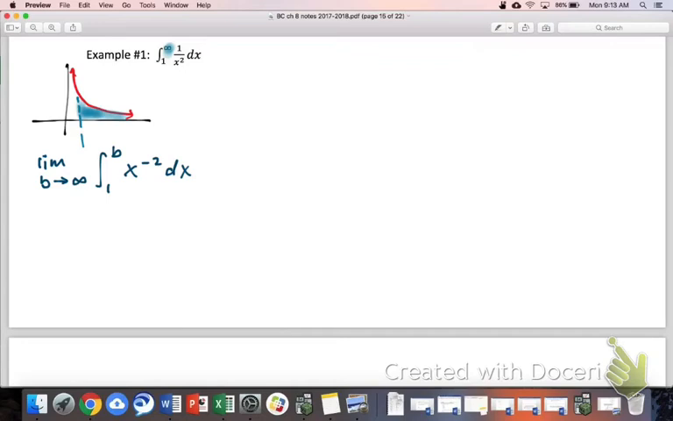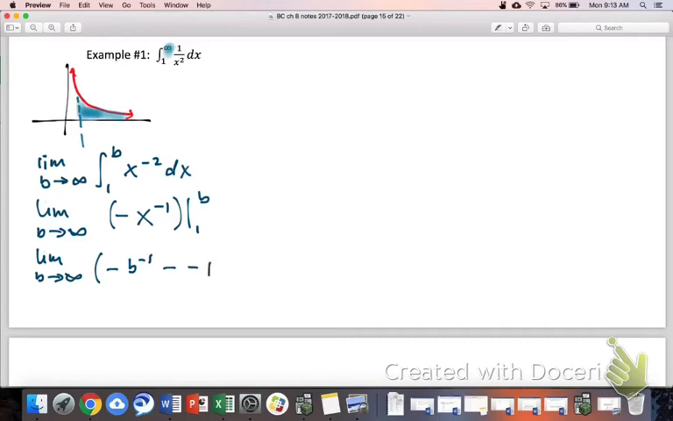So from here, let's talk about what happens. We would say limit as b goes to infinity. And we're just going to use our regular old antiderivative FTC1 routine that we've done so many times. The antiderivative of x to the negative 2 would be negative x to the negative 1, evaluated from 1 to b. And we'll do FTC1. We'll plug in the b, plug in the 1, and subtract. So this will be the limit as b goes to infinity of negative b to the negative 1 minus the negative of 1 to the negative 1.